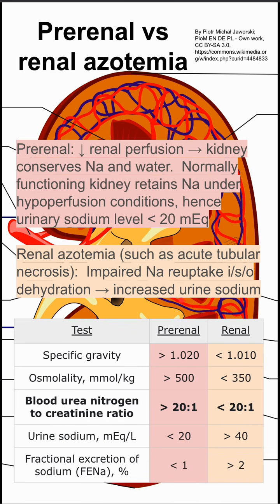Lastly is that sodium that we mentioned. In renal azotemia, you'll be unable to reabsorb your sodium, so you'll have high urine sodium and a high FENa, whereas in prerenal azotemia, those will be low.